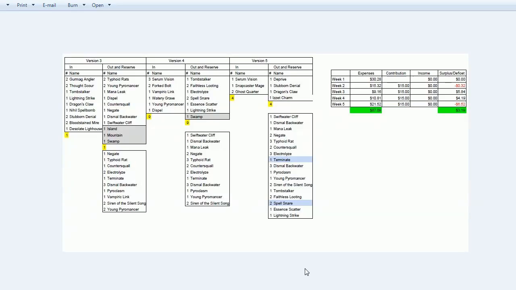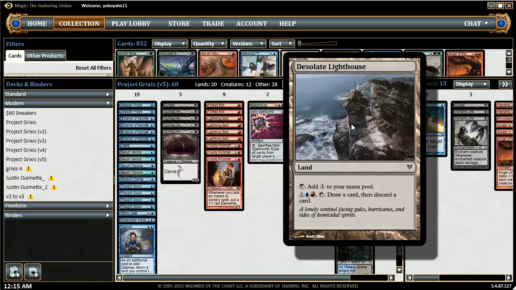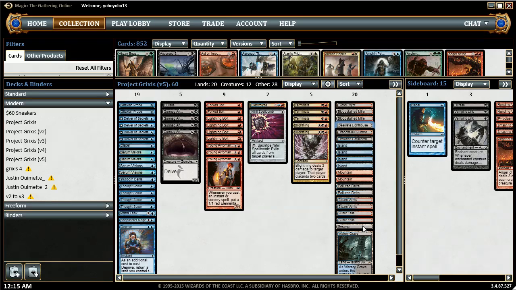Let's go to the deck itself on MTGO, and this is version 5. It's pretty much very similar to the deck. We're still running 20 lands total, but one of them is the Desolate Lighthouse, which is a utility land. I know that normal Delver decks don't run the Desolate Lighthouse, but I think it's helpful right now because we're only running four fetches. And the worst thing that we could draw late game is a fetch land.